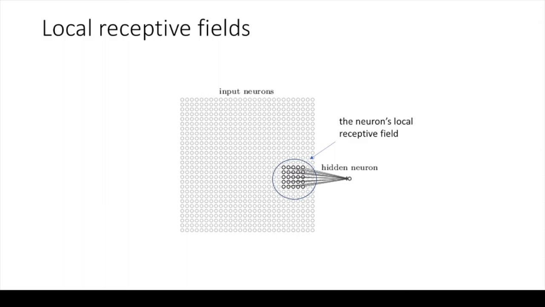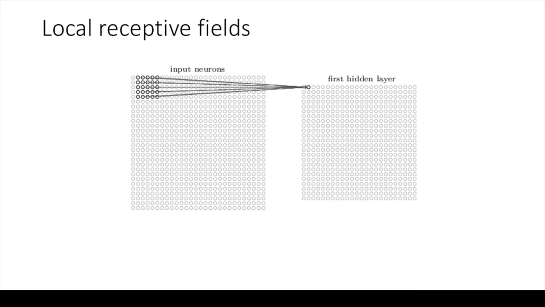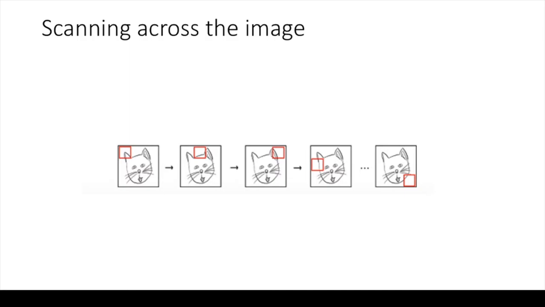The receptive fields of neighboring hidden units overlap to a certain extent, and for each local receptive field, there is a different hidden neuron in the first hidden layer. So if we survey the receptive fields of the units in the hidden layer, going from left to right and from top to bottom, it is as if we were using a window to scan across the image, like this, if your image were a drawing of a cat. Another characteristic of convolutional neural networks is that all the units in a convolutional layer share their weights.